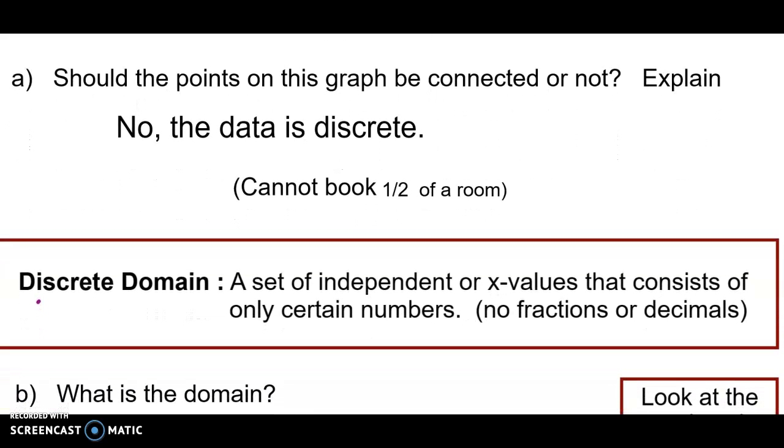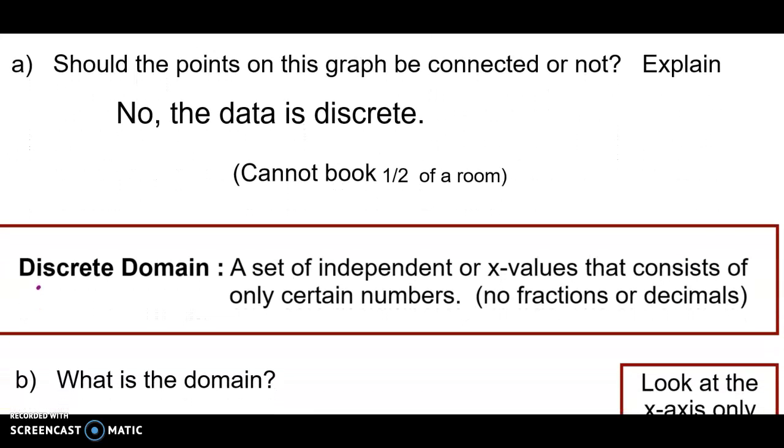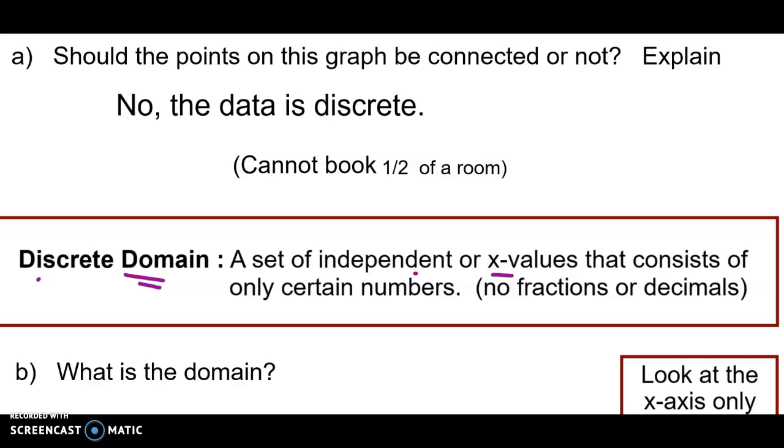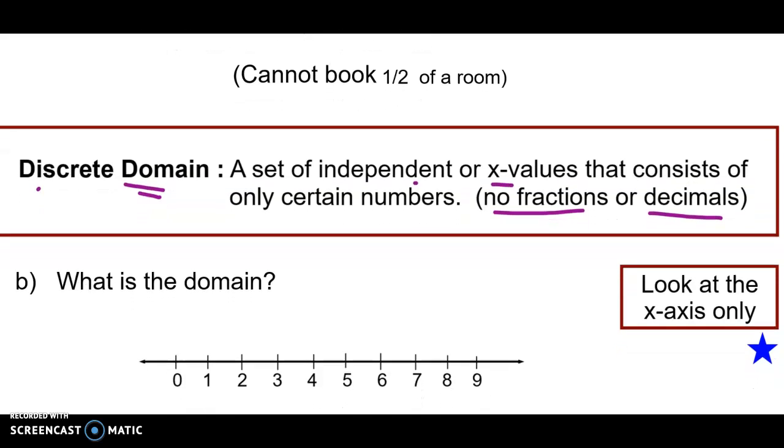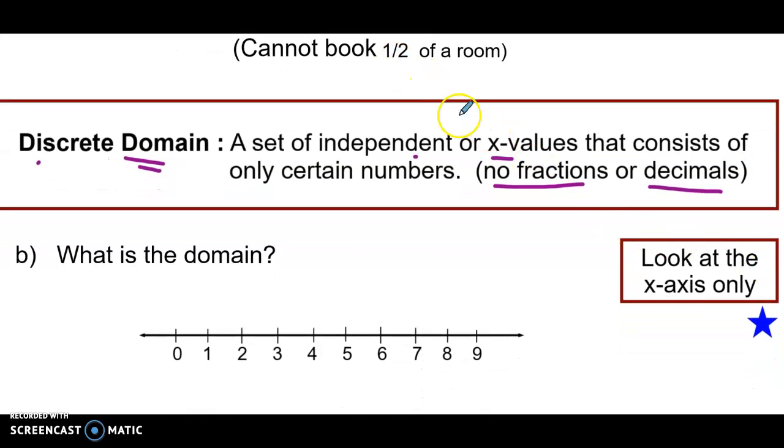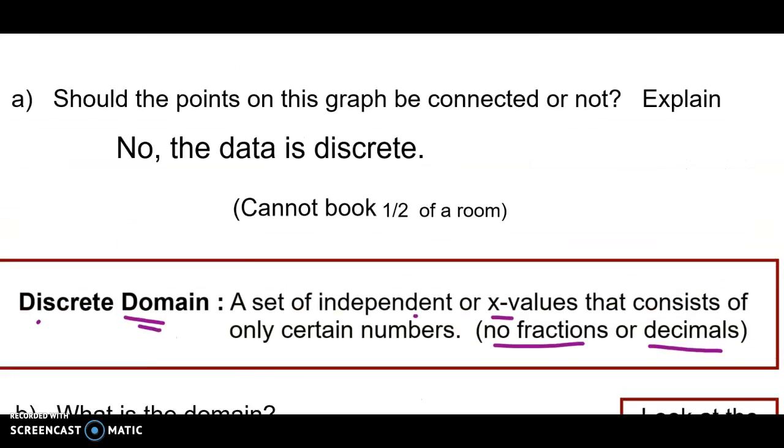We're going to spend a bit of time now talking about domains and ranges. So our domain is a set of independent or x values. So in our graph, the independent variable was the number of rooms booked. And remember, that can have no fractions and no decimals, which means there are no parts of a room that we're able to book. So we're only looking at the x-axis.